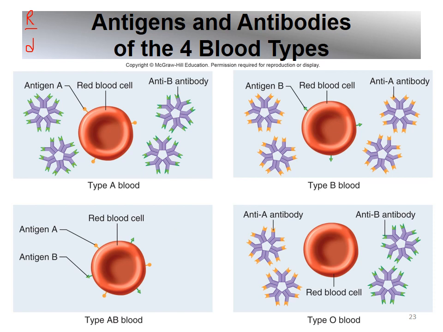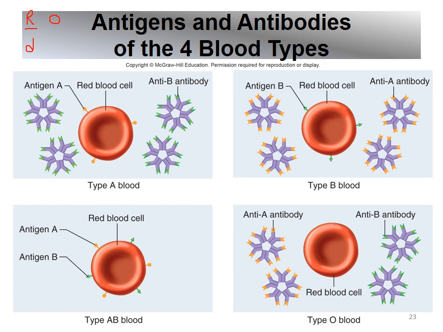Now, if we move on and look at type O, O doesn't have any of the antigens, so that means it has both sets of antibodies, and that can become a problem. If I need to receive blood, I cannot receive blood from anyone with an A antigen or a B antigen. So there's only one type O can receive blood from, and it is other O's.